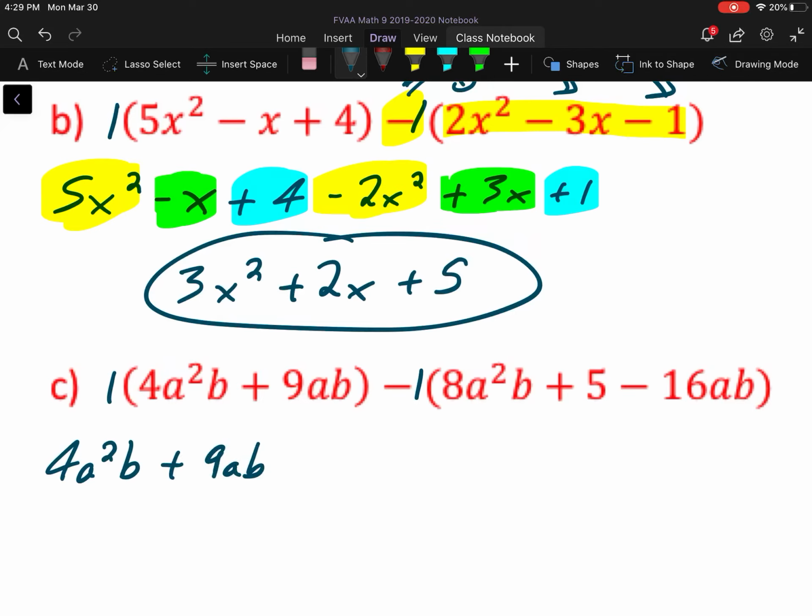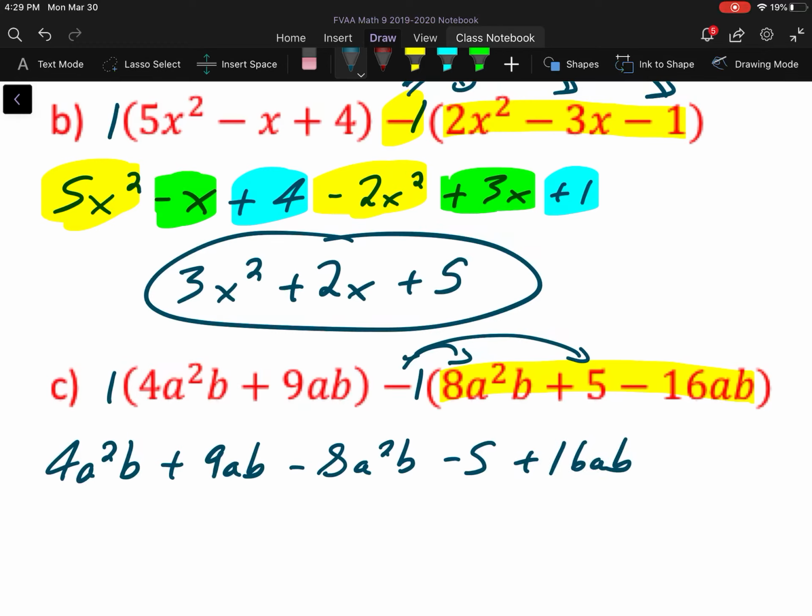And then here the negative 1 in front of the bracket changes the polynomial inside the bracket to its negative, or its opposite, right? So the opposite of 8a squared b is negative 8a squared b, which is what negative 1 times a squared b is equal to. The opposite of positive 5 is negative 5. The opposite of negative 16ab is positive 16ab, right? And that's what you get by multiplying negative 1 to all 3 of the terms.